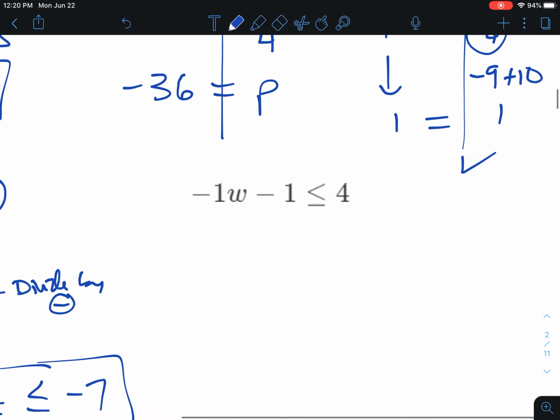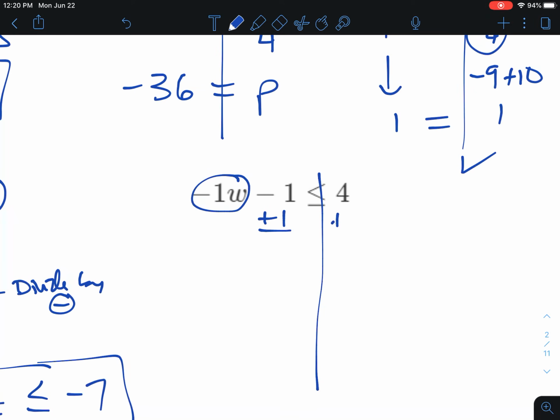For the last one here, we're going to see some dividing by a negative because you've got a negative in front of that variable. So for our two steps, let's circle the variable, can't touch that. Let's move the 1 over by adding it. We get 5 is greater than or equal to negative 1w, or negative 1w is less than or equal to 5.